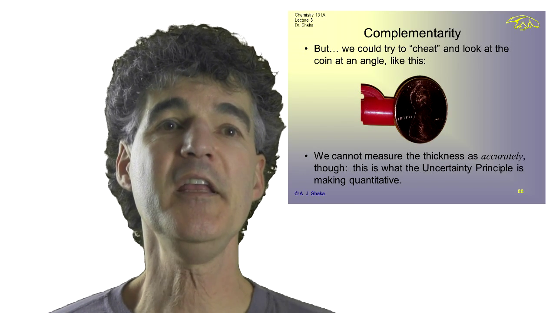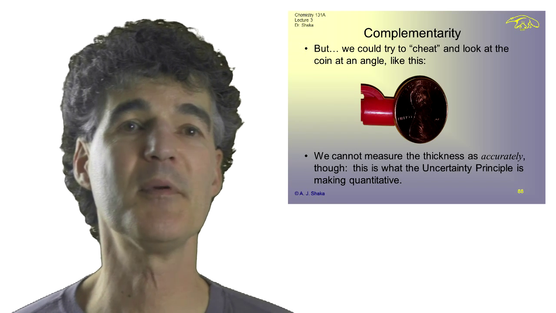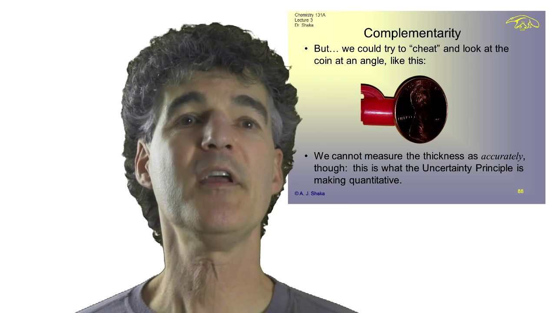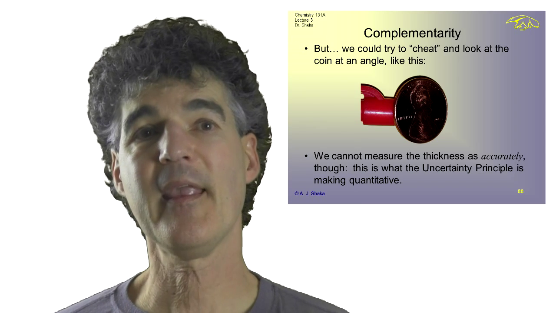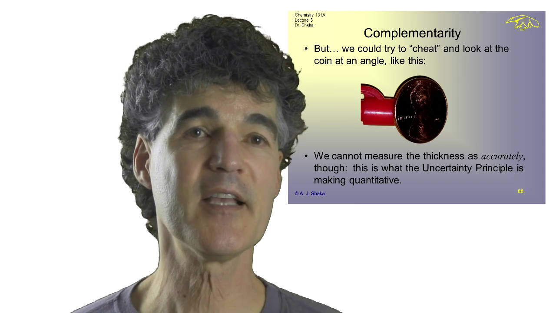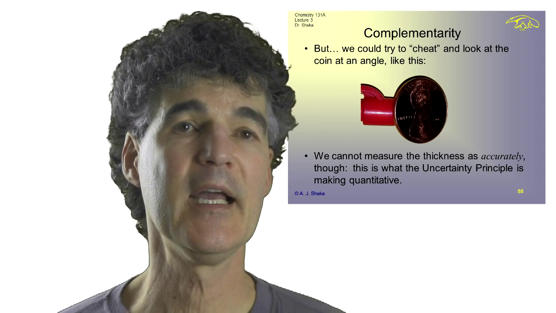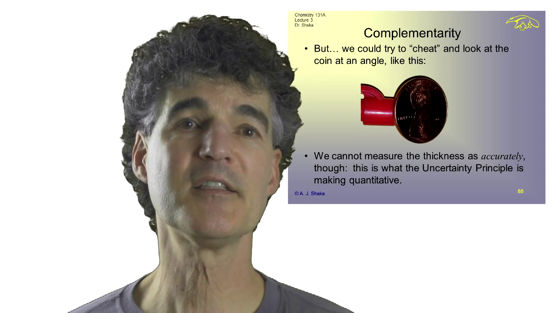We could try to cheat. Here's the coin balanced on a pen with an eraser to keep it steady. And we could look at the coin on an angle like this. And the way it's angled here, I can pretty much tell it's heads. It's not as clear as it was before, but I can pretty much tell it's heads.